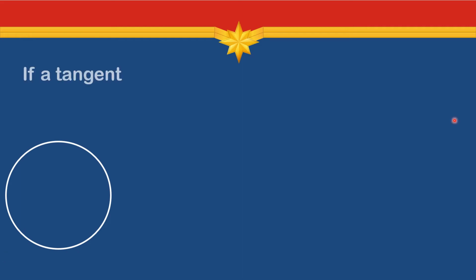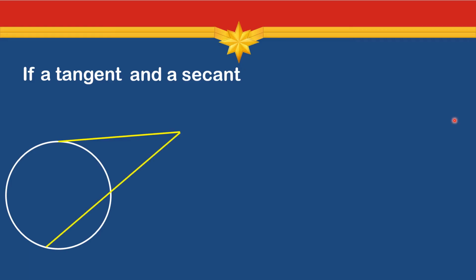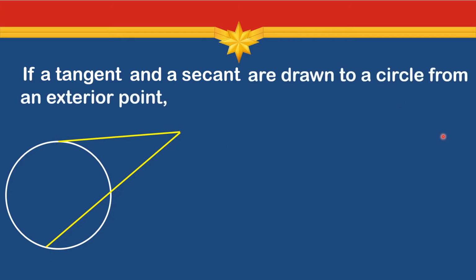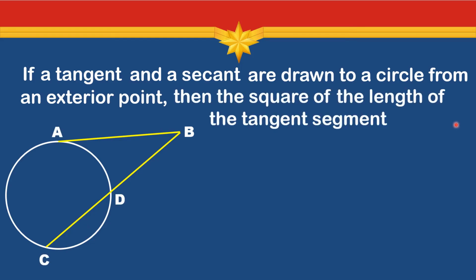Okay, in here, we have a tangent and a secant. Remember, tangent touches a circle in just one point, and secant touches a circle in 2 points. If they are drawn to a circle from an exterior point, nag-meet sila sa labas ulit at point B. Then, the square of the length of the tangent secant segment, so kunin muna natin yung tangent, which is segment AB, and then square daw.